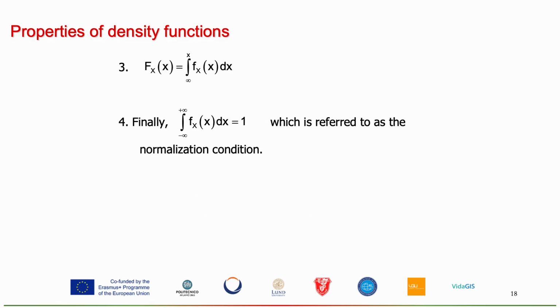How are the cumulative function and the density function related? The cumulative function at a point x of the real axis is simply the integral between minus infinity and x of the density function. And clearly, the integral between minus infinity and plus infinity of the density function is equal to 1. That is the so-called normalization condition.